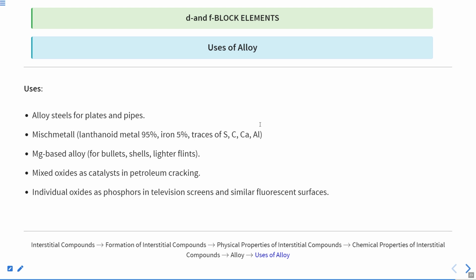Now, what are the common uses of alloy? Alloy steels are used for plates and pipes. Mesh metals, I have talked about mesh metals. It is basically lanthanoid metal 95%, iron 5%, and traces of sulfur, carbon, calcium, and aluminium. Next, magnesium-based alloys are used for making bullets, shells, lighters and flint. Mixed oxides are used as catalysts in petroleum cracking, and individual oxides as phosphors in television screens and similar fluorescent surfaces.